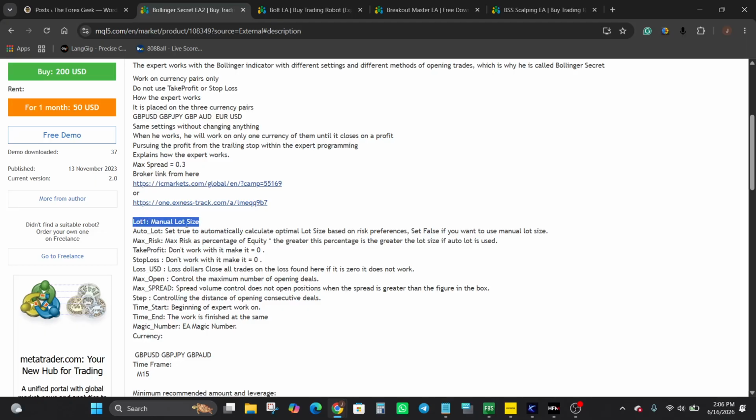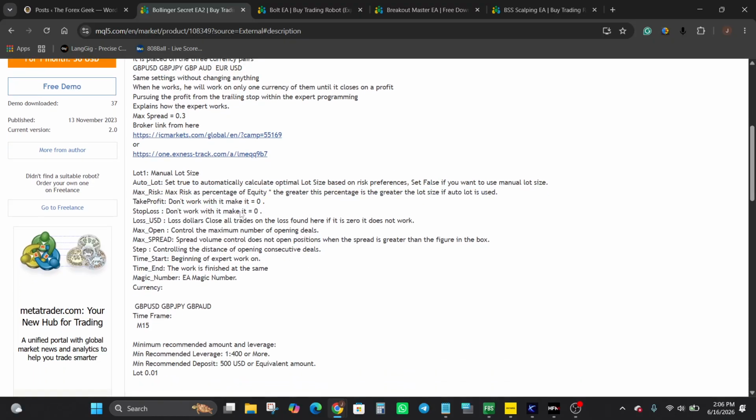Lot 1 allows manual lot size selection, while auto lot can be enabled for automatic position sizing based on account risk preferences. When auto lot is active, the max risk setting determines how aggressively position sizes are calculated relative to account equity. The developer specifically notes that both take profit and stop loss should be left at 0 because those parameters are not used by the strategy.